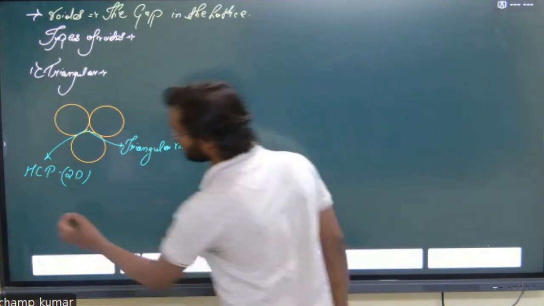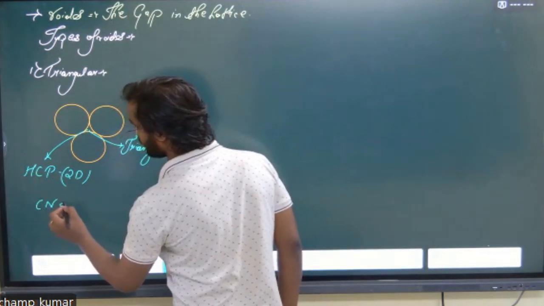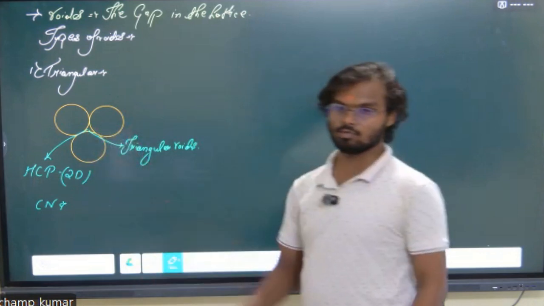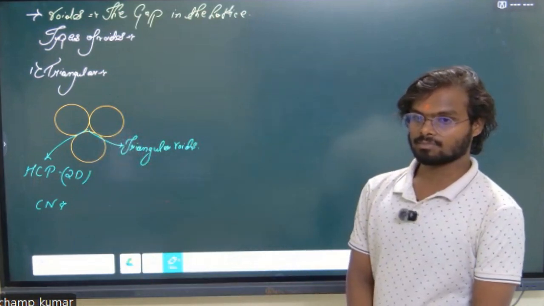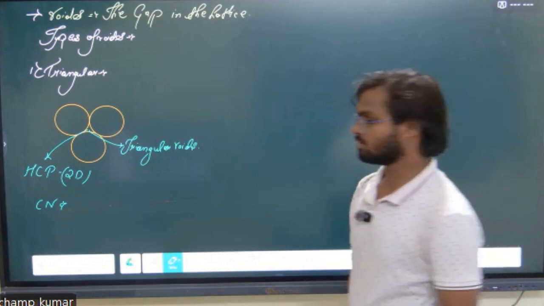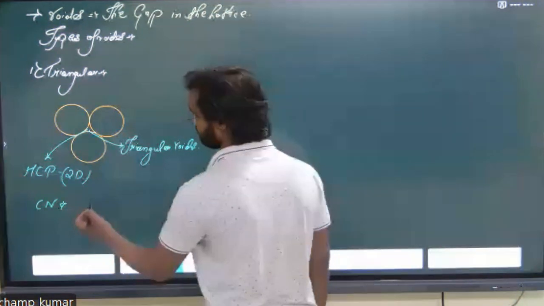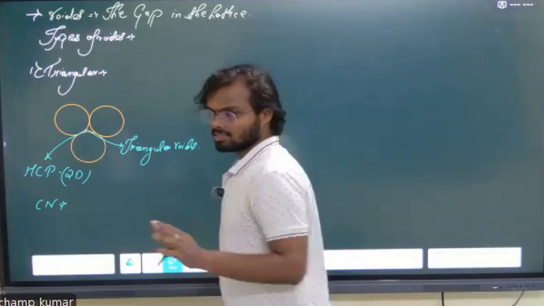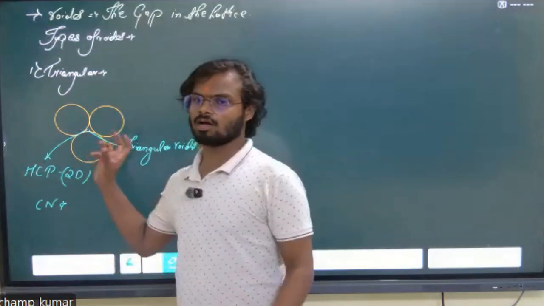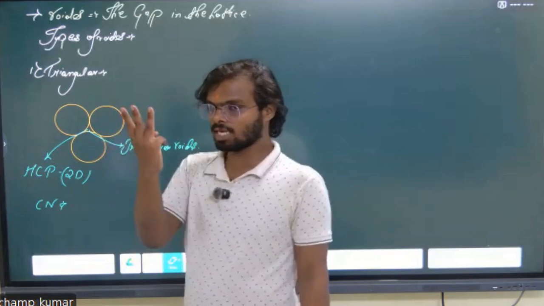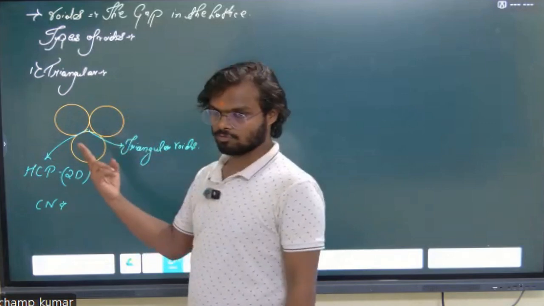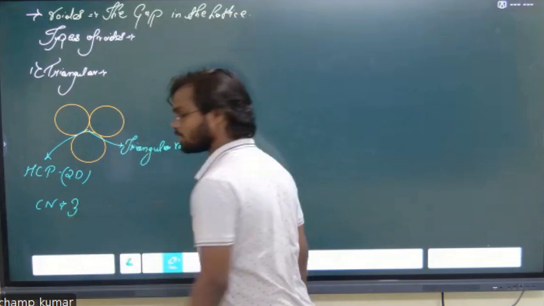If I ask you what is the coordination number here, like how many atoms are surrounding this void? Three atoms are there. Coordination number means by how many atoms this void is formed. Three atoms. So the coordination number will be 3 here.